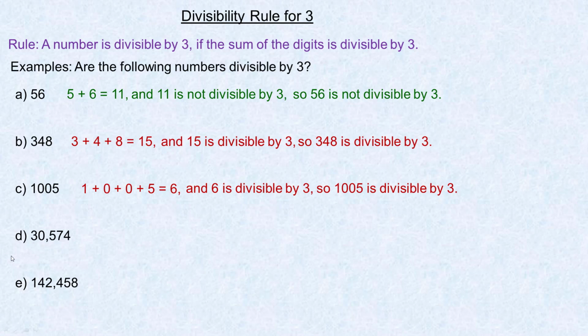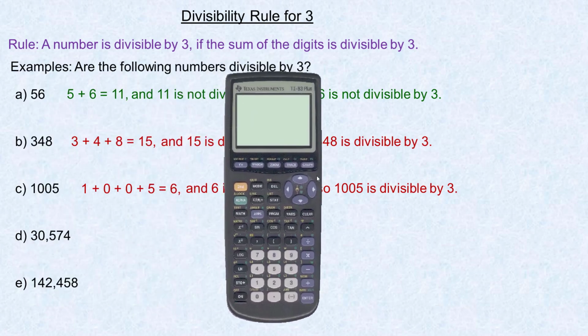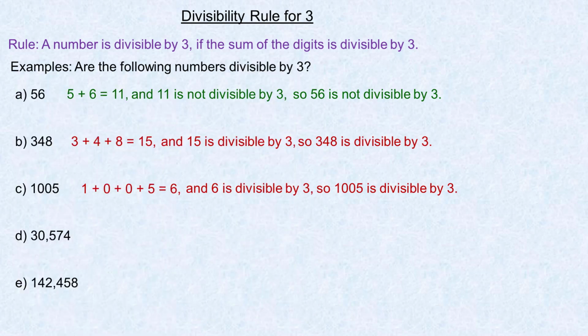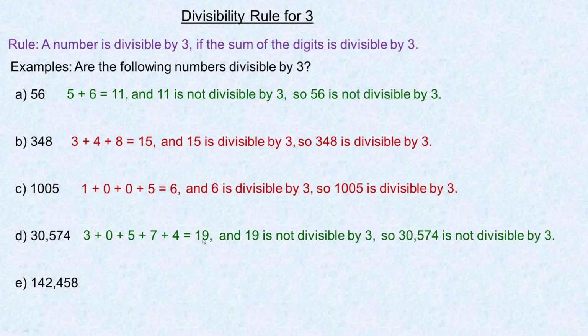Now for D here, we're getting into quite a bit larger number. So we would add 3 plus, I'm not going to bother with the 0, 5, 7, and 4. Okay, so the sum of the digits, 3, 5, 7, and 4, and 0 if you want to, is 19. So the sum of the digits adds to 19. Now 19 is not divisible by 3. So that means that the number 30,574 is not divisible by 3.